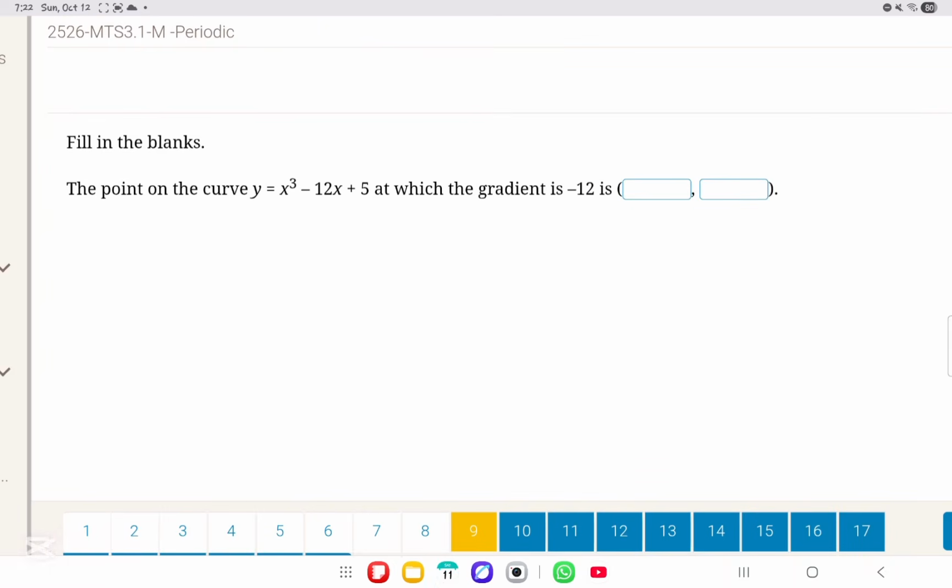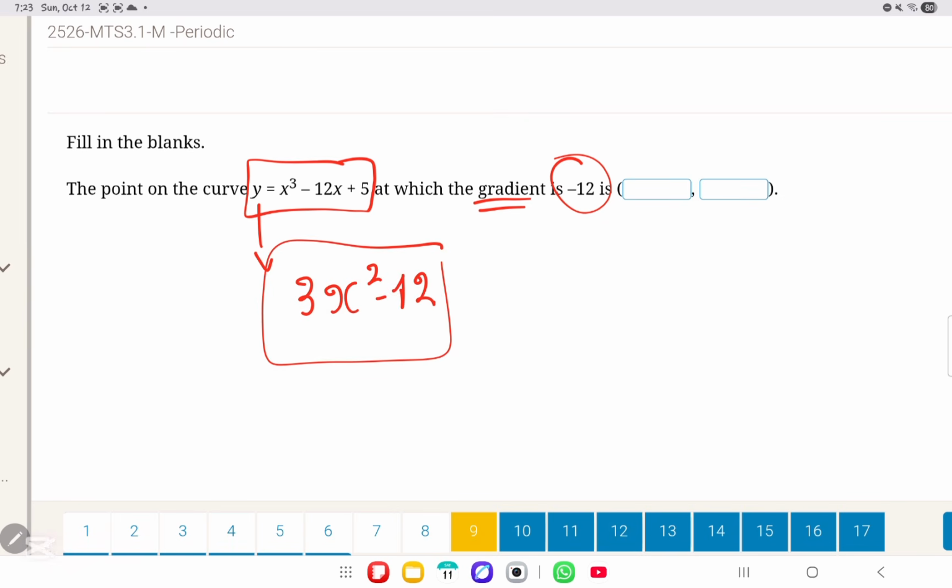They said the point on the curve y equals x cubed minus 12x plus 5 at which the gradient is minus 12. Again, they told us that we have this curve, and they told us that the gradient is minus 12. What does this mean? We need to find the derivative first of all, because that's how we will find the slope, or the gradient. So it's going to be 3x squared minus 12. This is our equation for the derivative, but they already told us that the gradient is minus 12.